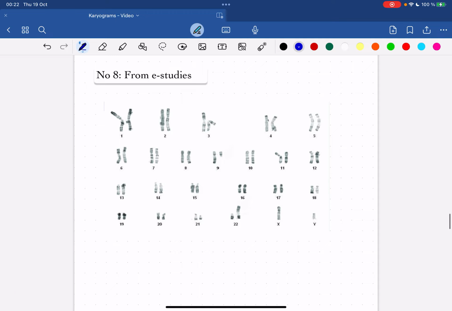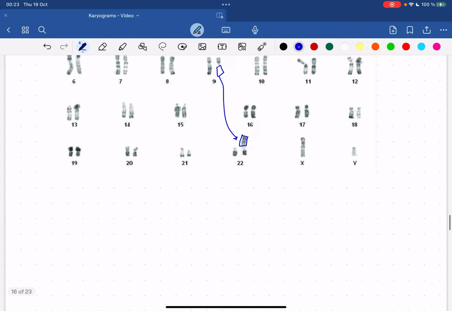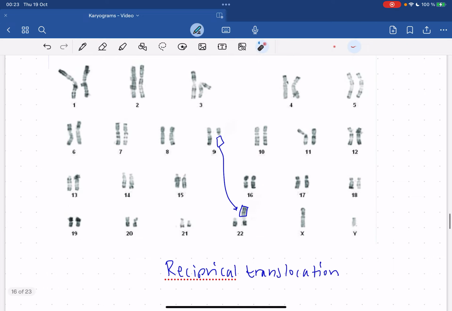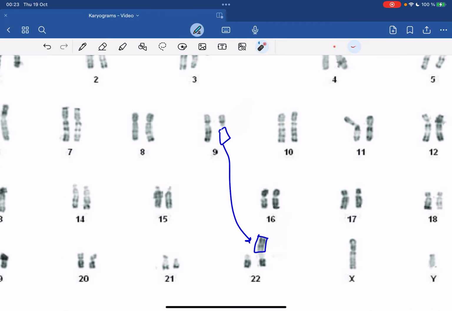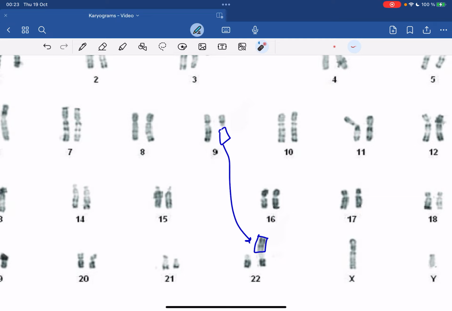Okay, here's one that is from eStudies. Let's see if I can do it. So immediately you can see that something is lost here, but can we locate it somewhere else? And you can indeed, it's actually right here. So this piece has been transferred here, right? In our case, this would be just normal reciprocal translocation. Why is it reciprocal translocation and not Robertsonian? Because there are 2 of each chromosome here and here. If it would have been Robertsonian translocation, there would only be 1 chromosome here.